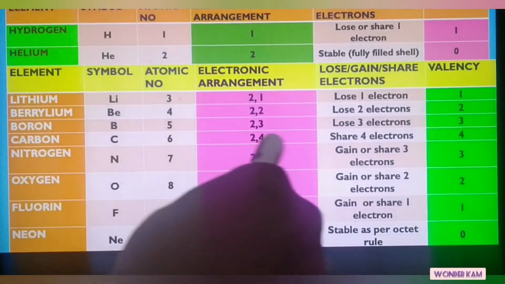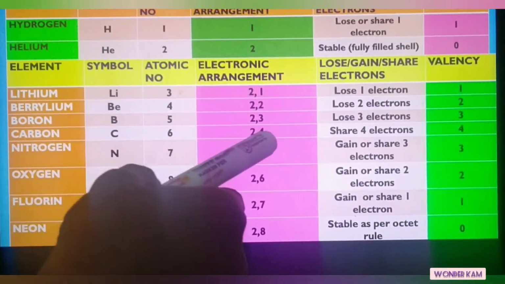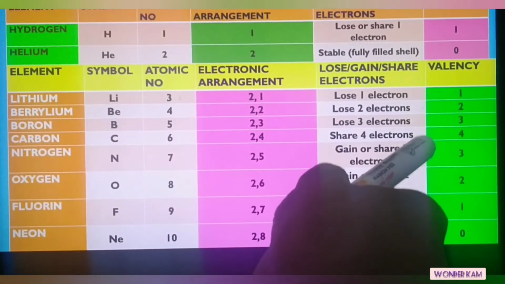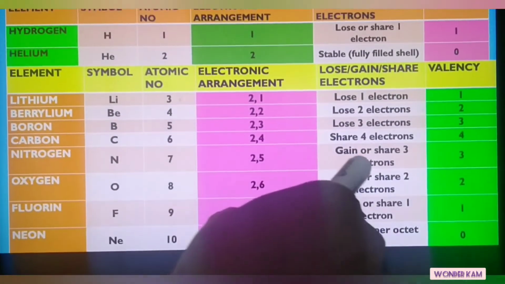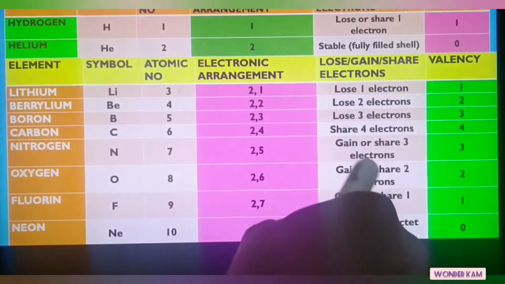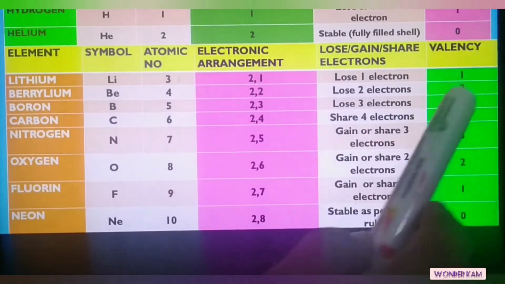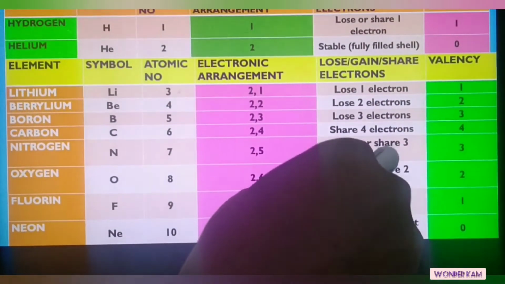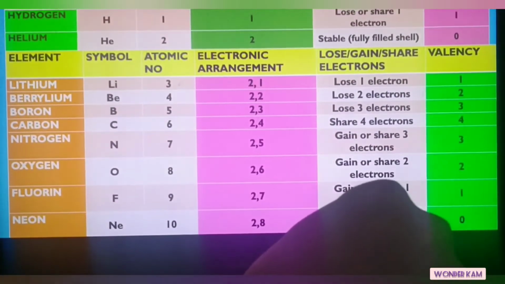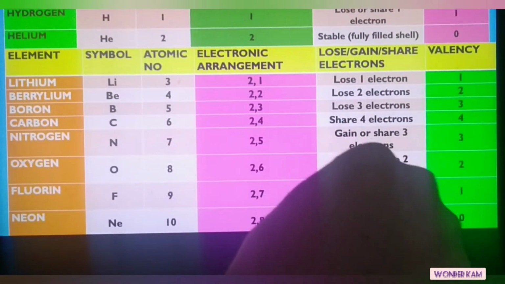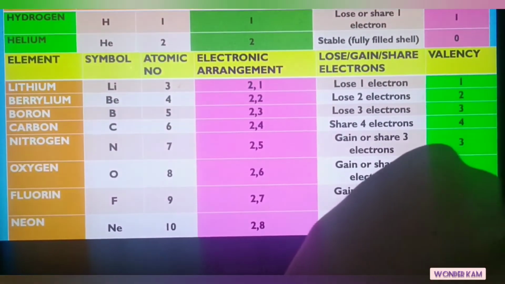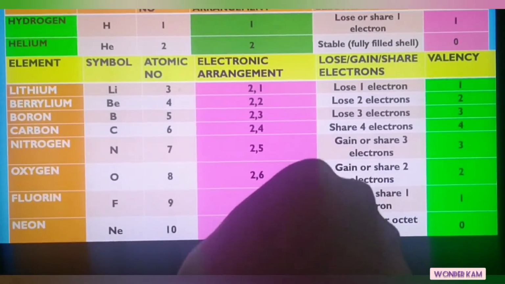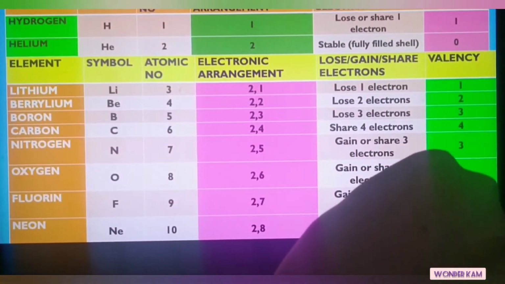But in the case of carbon, 4 electrons are there in the valence shell or the outermost shell, so it can share 4 electrons. Its valency is 4. In the case of nitrogen, it can either gain 3 electrons or share 3 electrons, so its valency becomes 3. For oxygen also the same, it can gain 2 electrons or share 2 electrons during the formation of a compound or bond formation, so its valency is 2. Also in the case of fluorine, it can gain or share 1 electron, so its valency is 1.